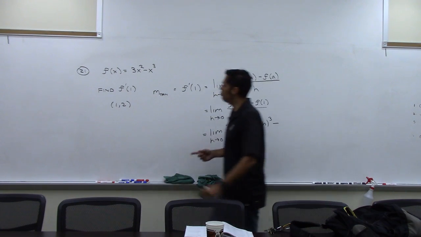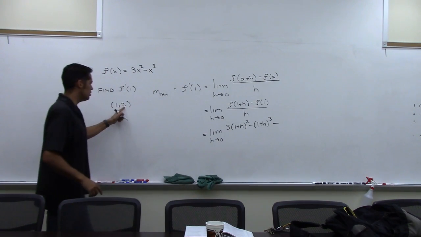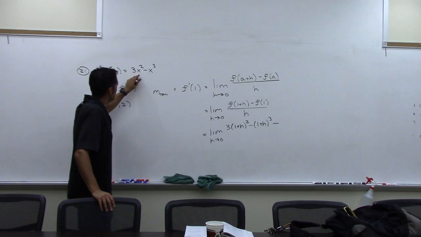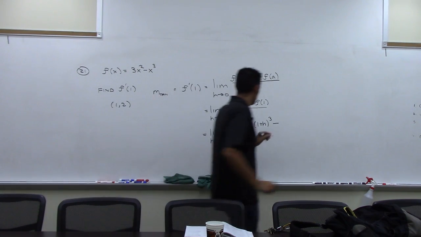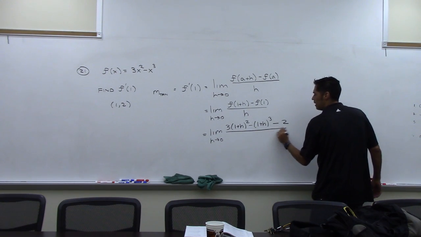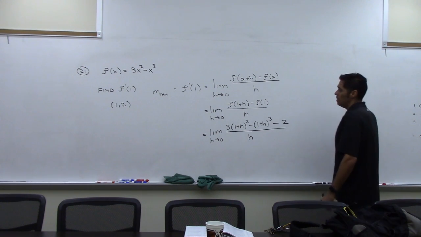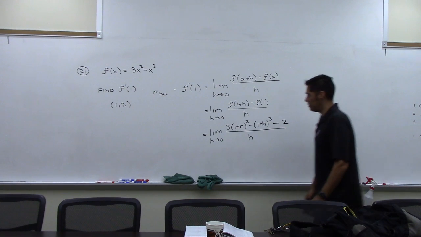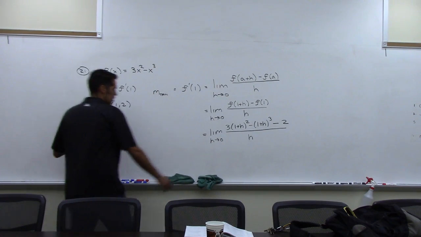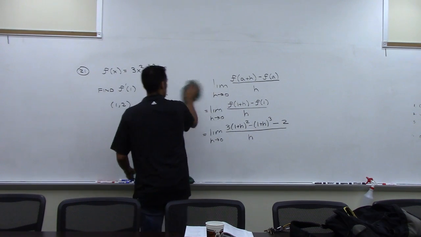So let's plug 1 in real quick and see what we get. We should get 2 because that's the point on the curve, but I'll just verify. 1 in here gives me 3. 1 here, 1 cubed is 1. 3 minus 1 is 2. So yeah, we get 2 there. So this is 2 all over h. And now I get to go and simplify this. I really think I prefer to work right in the middle.